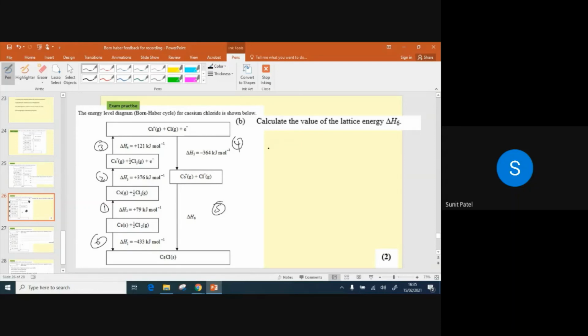So I'll start off with 79, 9 plus 3, 7, 6, added to 1, 2, 1, added to minus 3, 6, 4. Added to then, we'll call that X just for consistency's sake, and that all equals minus 433. There we go. I should come over a little bit, shouldn't I?